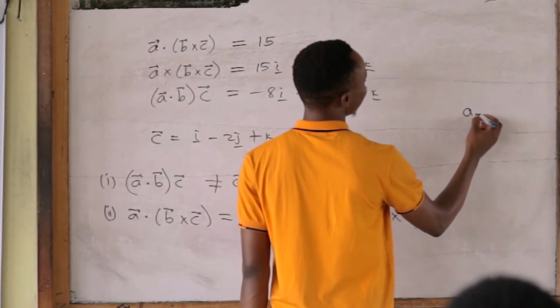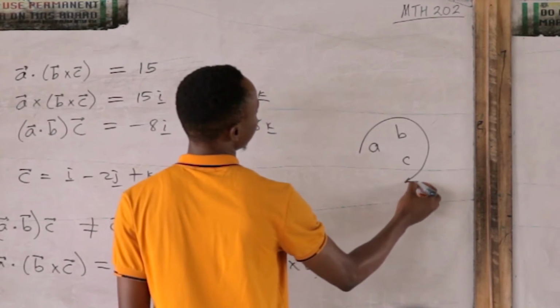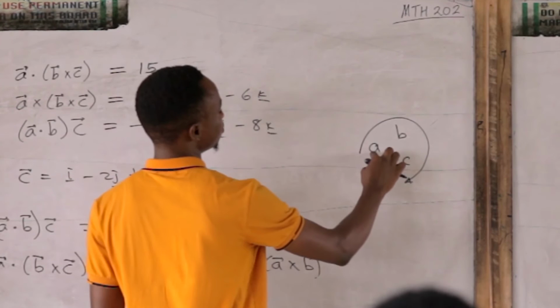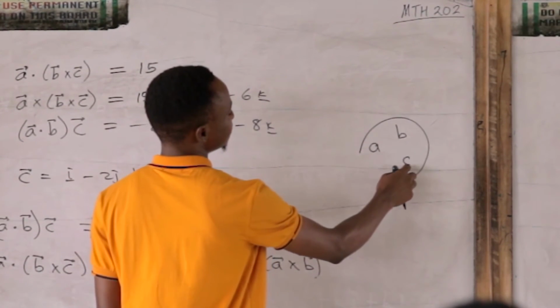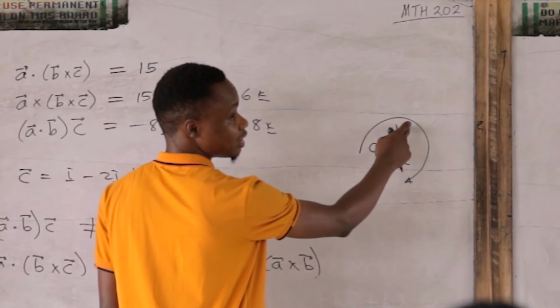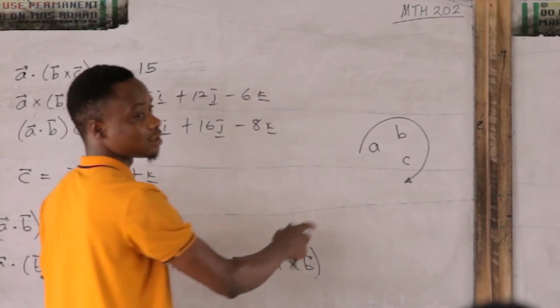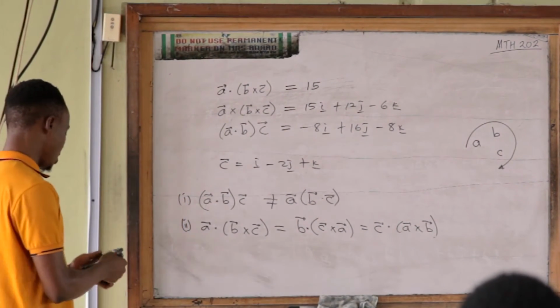Okay, not like this. We have A, B, C. You are going this way. You can pick any of them along that path. That means I can do A dot B cross C. It's the same thing as C dot A cross B. The same thing as B dot C cross A. Does it make sense? So far you are going that way, you get the same result.